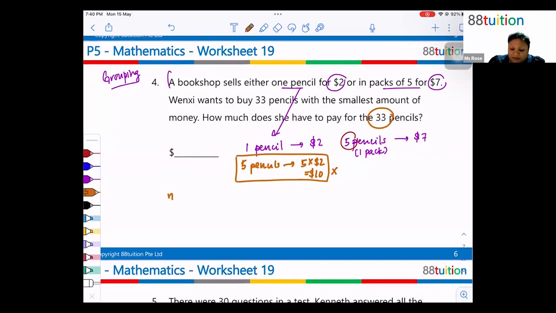So cheapest possible is find the number of packs that you can buy. So you take 33 pencils, divide by a pack of 5. So this will give you 6 remainder 3.